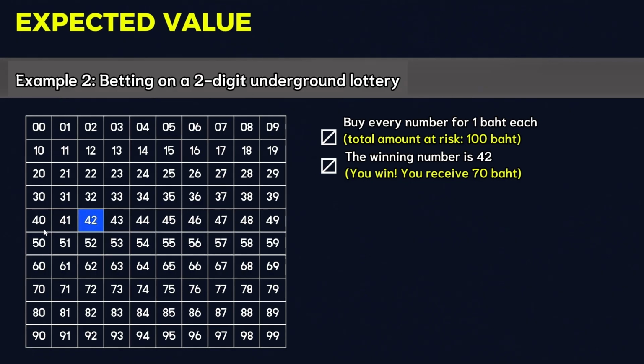Now we can calculate the probabilities. The probability of winning is 6 out of 36, which is approximately 0.167. The probability of losing is 30 out of 36, which is approximately 0.833. Now substitute these values into the expected value formula. If we win, we receive 70 baht with a probability of 6 over 36. If we lose, we lose 10 baht with a probability of 30 over 36. After calculating the formula, the expected value is plus 3.33.